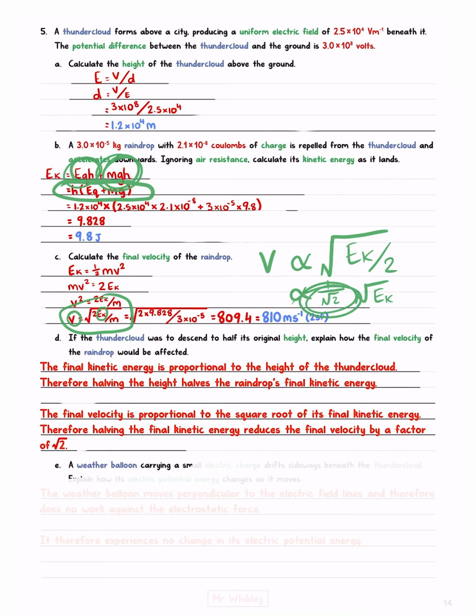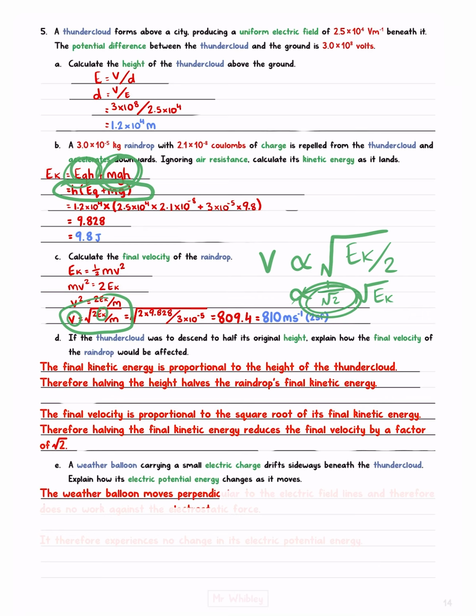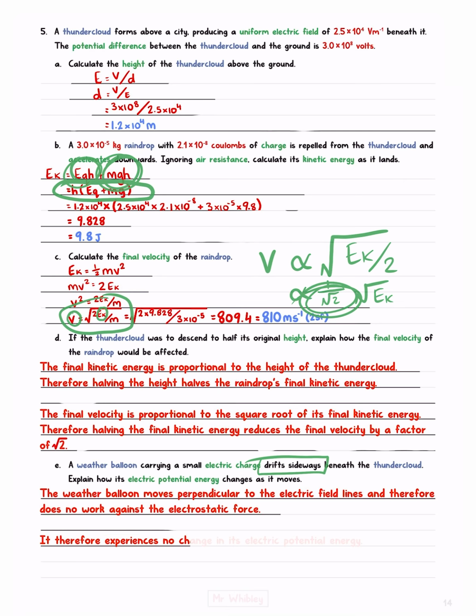A weather balloon carrying a small electric charge drifts sideways beneath the thundercloud. Explain how its electric potential energy changes as it moves. The weather balloon moves perpendicular to the electric field lines, since we're told it drifts sideways, and it therefore does no work against the electrostatic force. It therefore experiences no change in its electric potential energy.